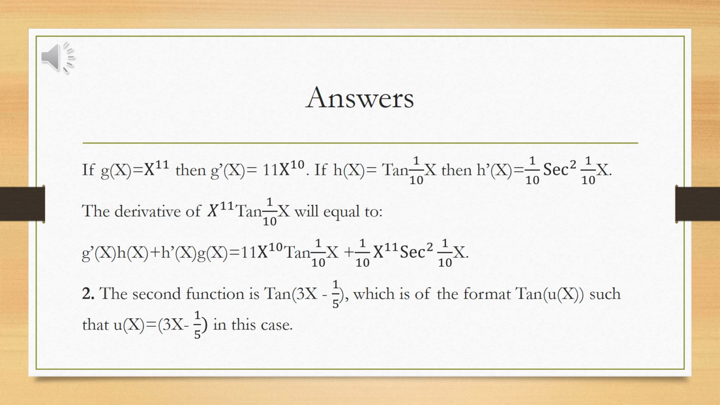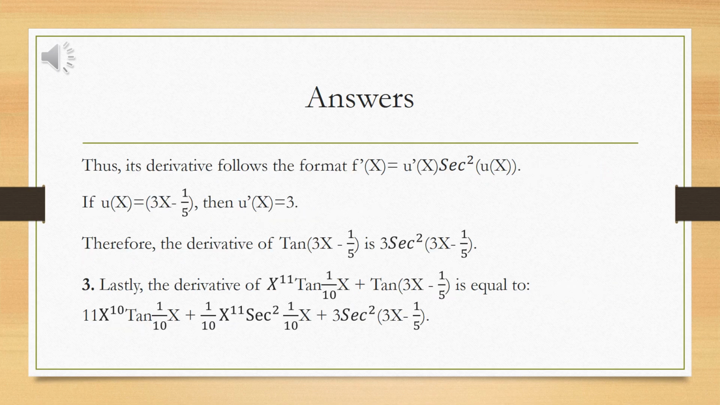The second function is tan(3x - 1/5), which is of the format tan u(x), such that u(x) is 3x - 1/5 in this case. Thus, its derivative follows the format f'(x) = u'(x) sec^2 u(x). If u(x) is 3x - 1/5, then u'(x) is 3. Therefore, the derivative of tan(3x - 1/5) is 3 sec^2(3x - 1/5).